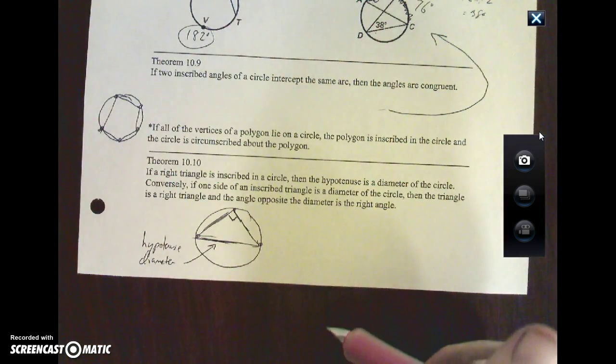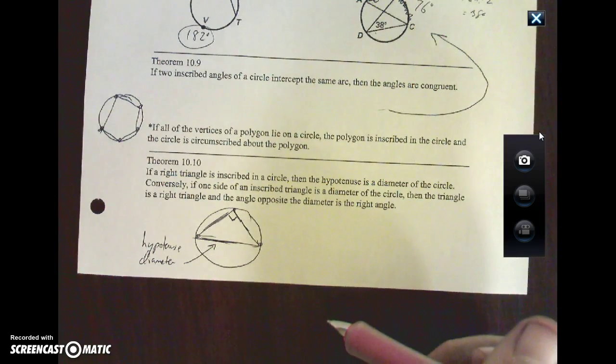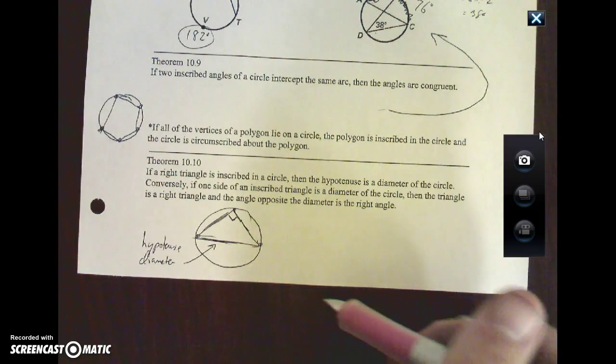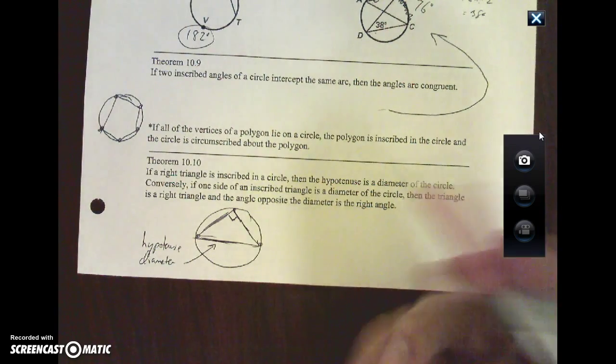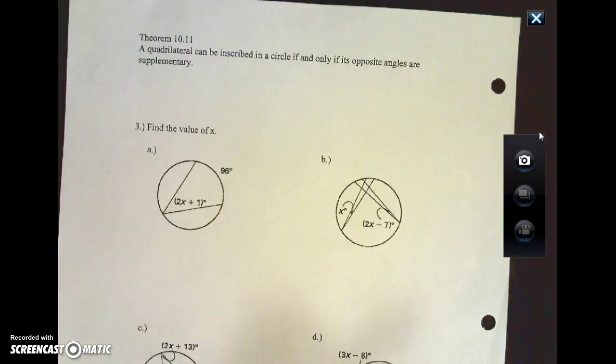Conversely, if one side of an inscribed triangle is a diameter of a circle, then the triangle is a right triangle, and the angle opposite the diameter is the right angle. So the angle across this will always be your 90-degree angle. Which helps us, because if we know it's a right triangle, then we can use some theorems.